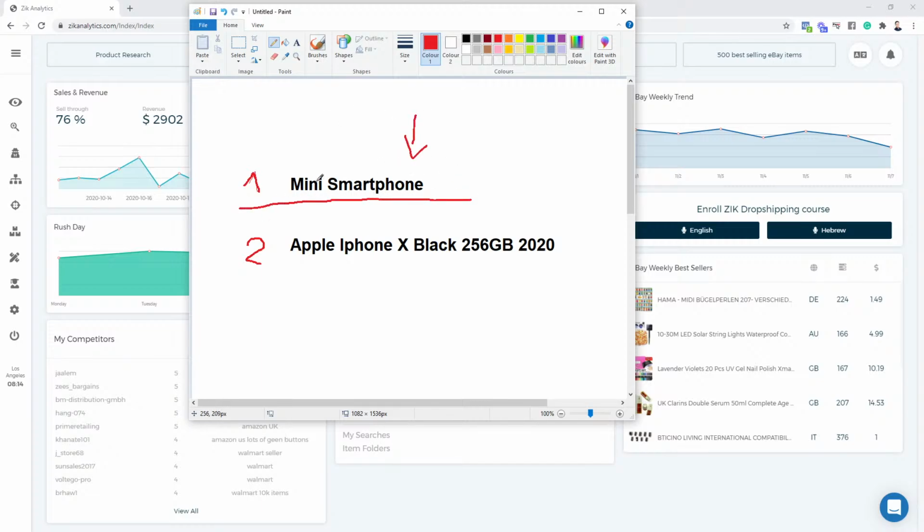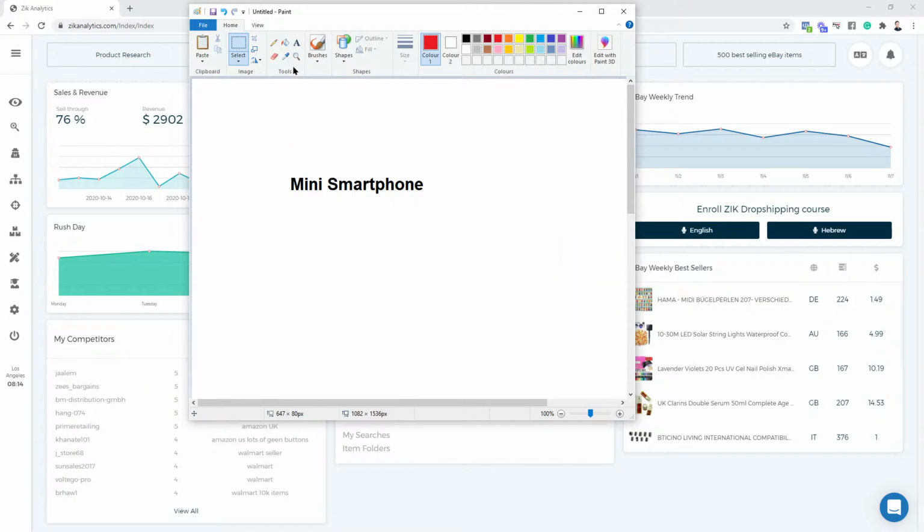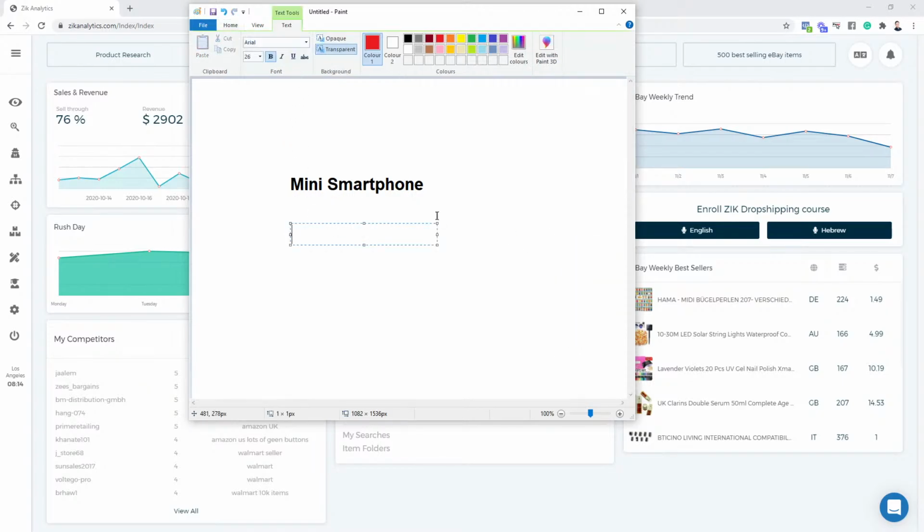Mini smartphone is a keyword. It's 2 keywords, mini and smartphone. It's a long tail keyword that defines a niche, right? Apple iPhone X Black 256 gigabyte 2020. This is a specific product. So first and most important thing, you guys know what a niche is and how to define a niche. Now, look, niche is a general word, and it can come in many different directions. Sometimes a niche can be 2 words, 3 words, sometimes even 5 words. But let's do another thing. Let's remove this because we all agree that mini smartphone is a niche. But let's try something else.